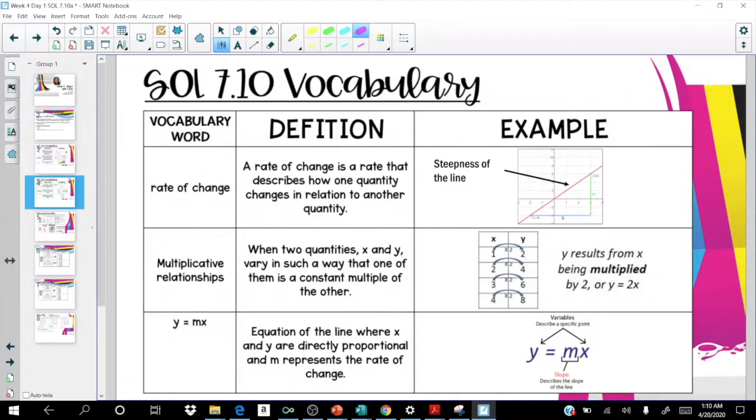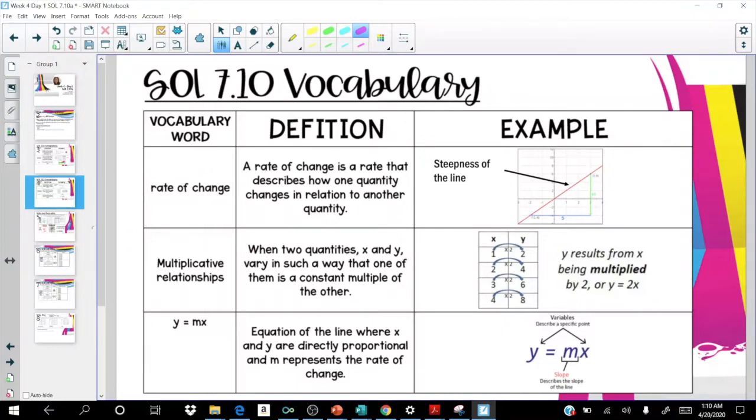Rate of change. A rate of change is a rate that describes how one quantity changes in relation to another. So when you're talking about rate of change in terms of slope, it's talking about the steepness of the line. So rate of change describes the steepness of the line, how x is changing in relation to y.